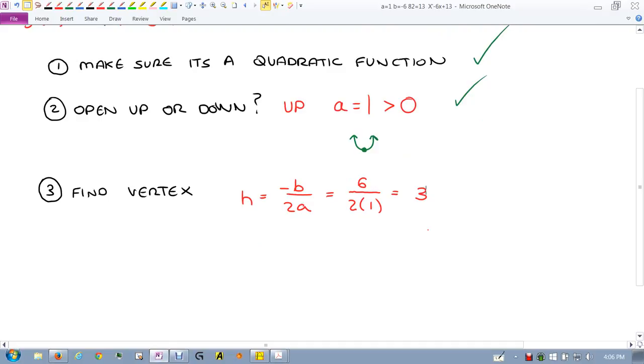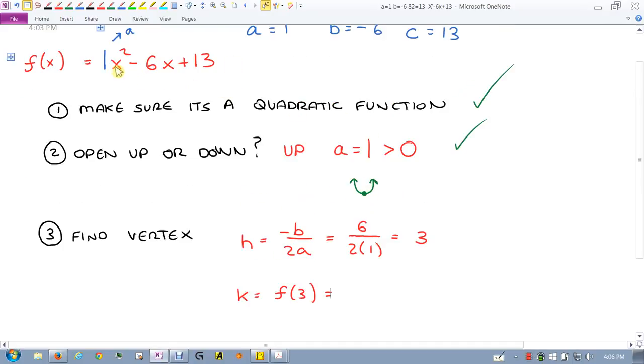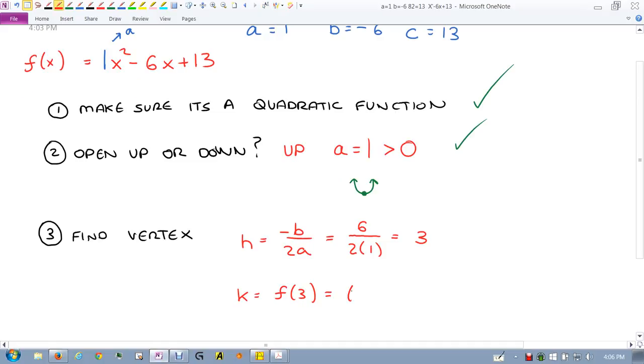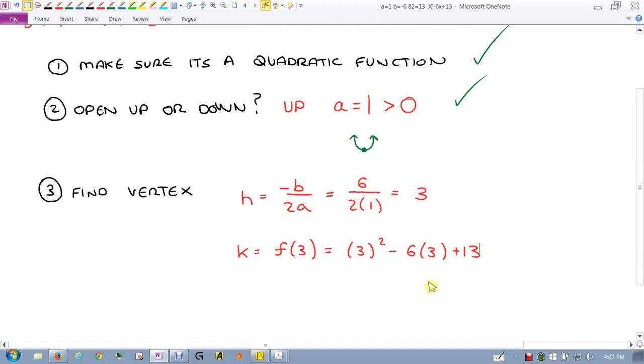And how do you find K? Plug 3, the answer we just got, into the function. And that means you actually have to go and plug 3 in. Just take your time. I'm plugging it into this right here. So I'm going to be doing 3 squared, I don't need the parentheses, but I'm going to put it anyway, minus 6 times 3, then plus 13. So 9 minus 18 plus 13, 4.